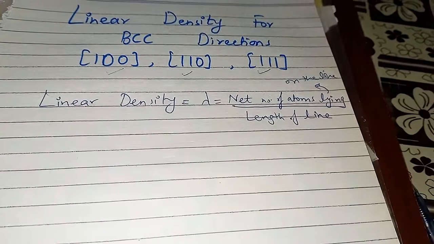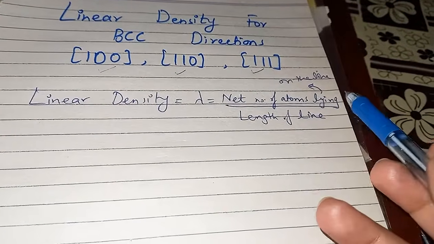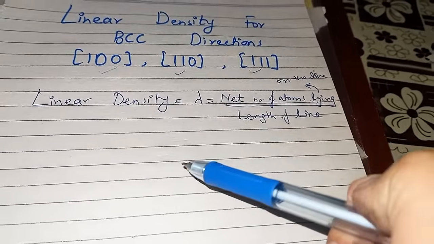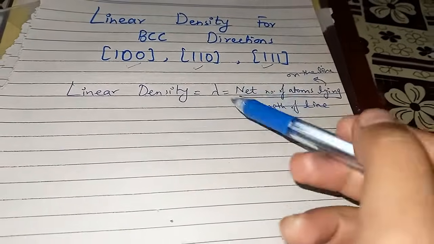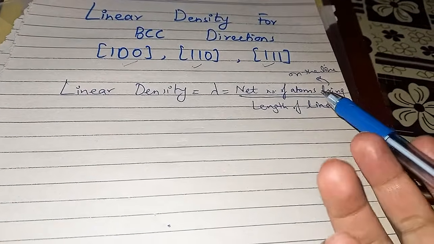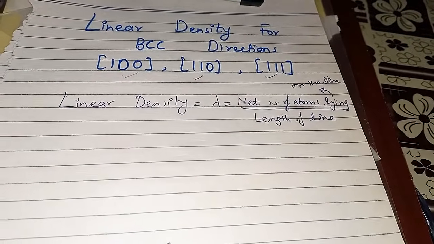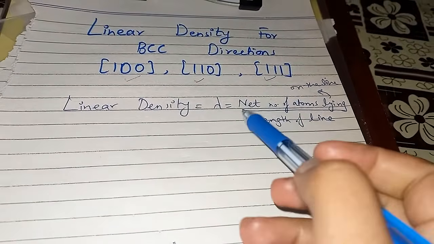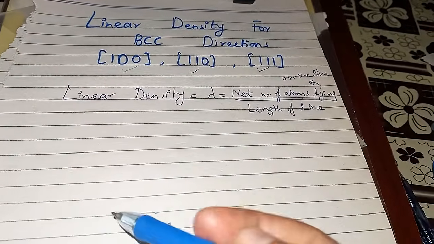Okay, only one unit cell is considered, so the net number of atoms that lie on the line is considered within one unit cell, and the length of the line is within one unit cell. You do not need to mention that it is within one unit cell. You just need to store that information in your subconscious mind. You don't need to mention it right there, but it is an important thing to remember.